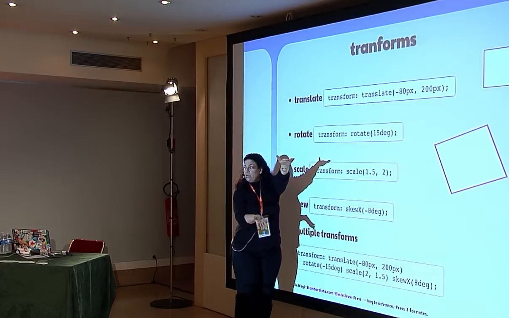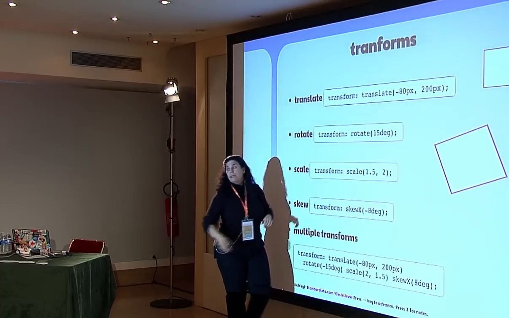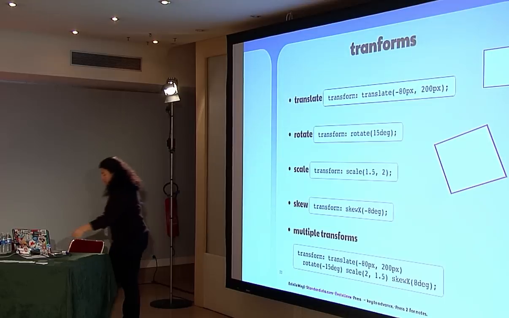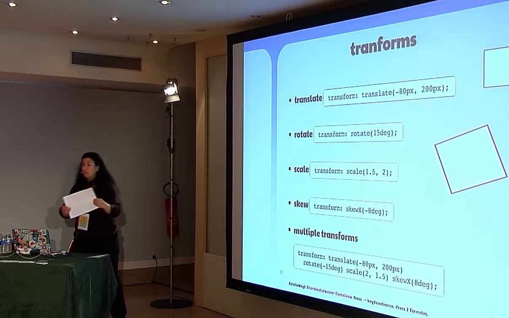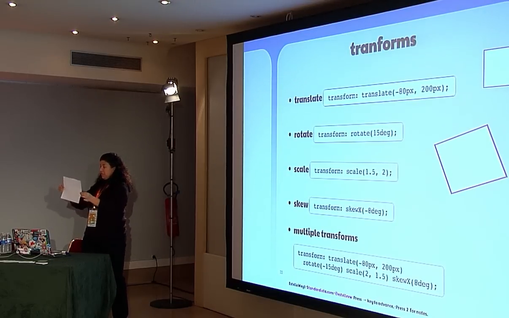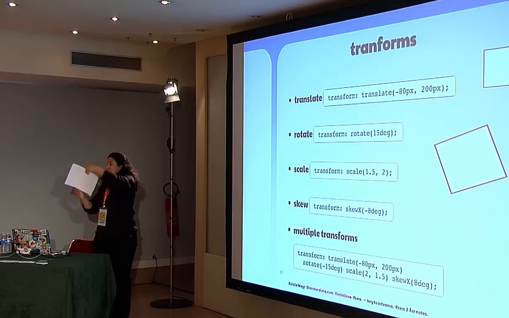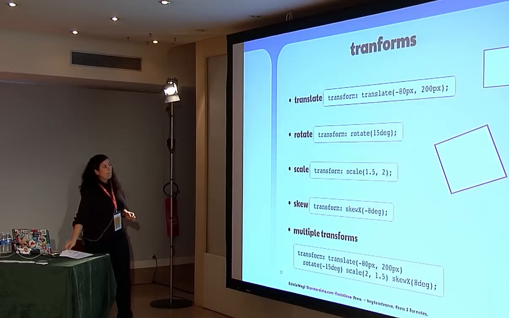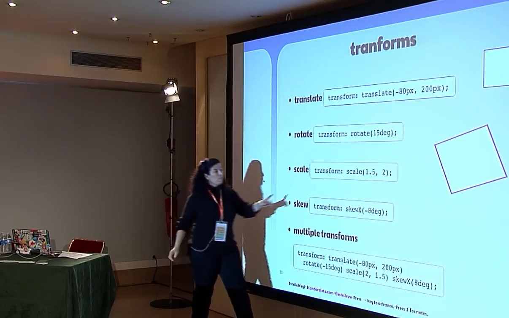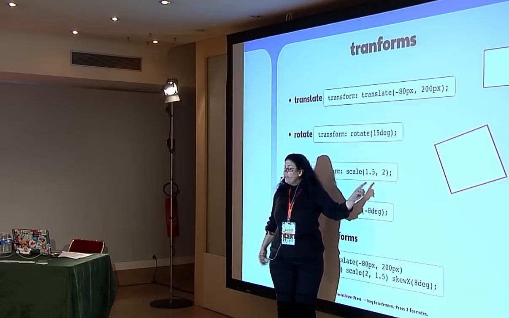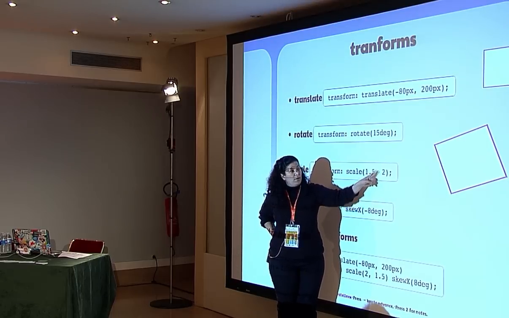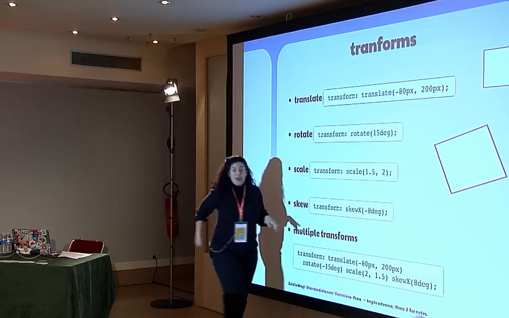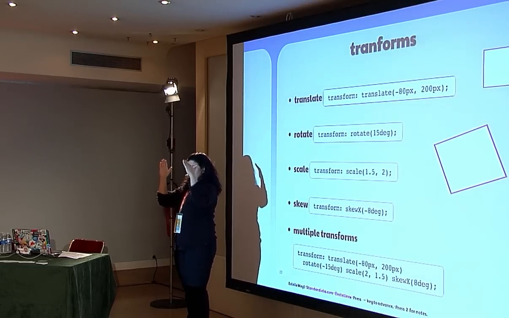Then I said rotate it 15 degrees. Now when you use rotate without an X or Y, it rotates this way. If you say rotate X, it rotates this way. So 180, you'd actually see the backhand side. If you see rotate Y, it goes that way. Scale, 2 values, X, Y. It's 1.5 times as wide and twice as tall. And then skew takes it and goes like that.